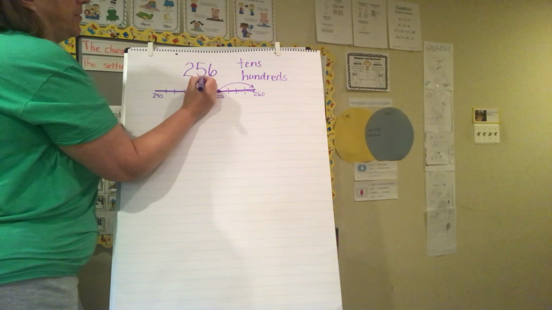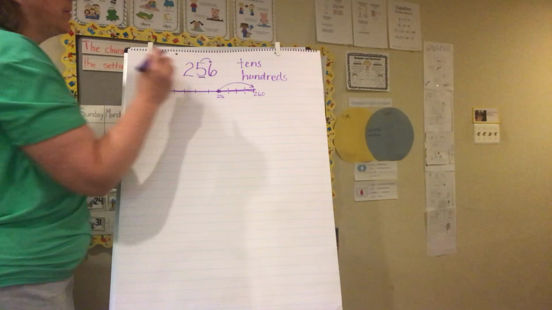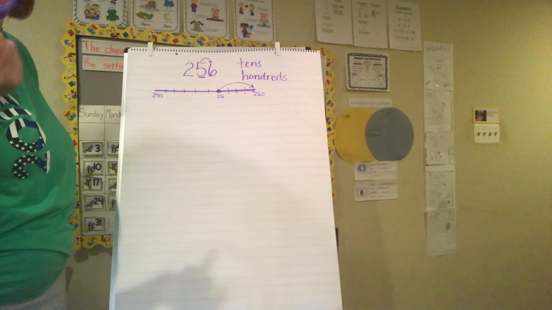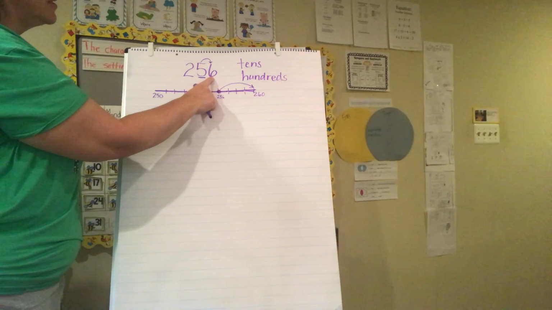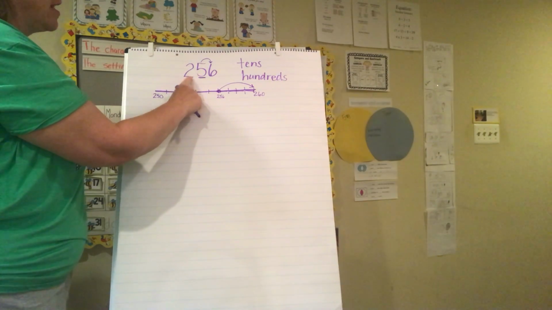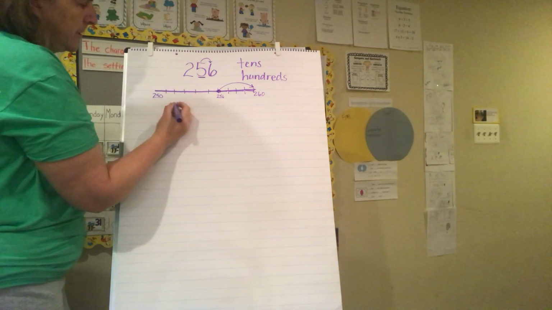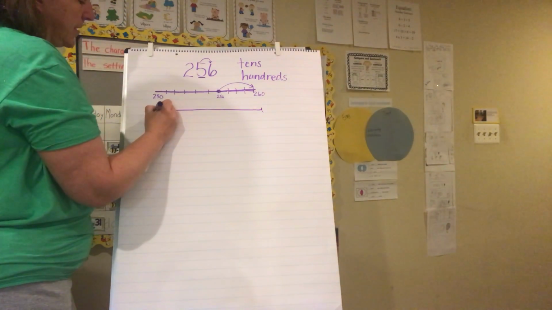I also know that if I'm rounding to the tens place, my eyes are going to go to the ones place, and I think about my rule: 5 and above, give it a shove; 4 and less, let it rest. The 6 in the ones place is above 5, so I know I need to give this a shove. Nothing happens to my 2. I still have 200.